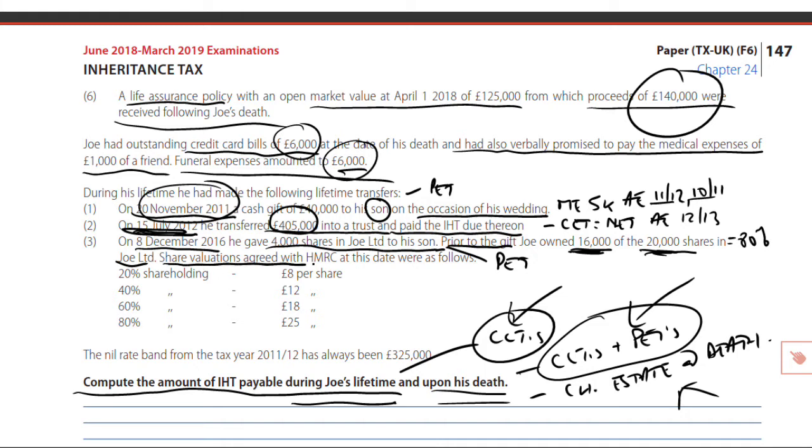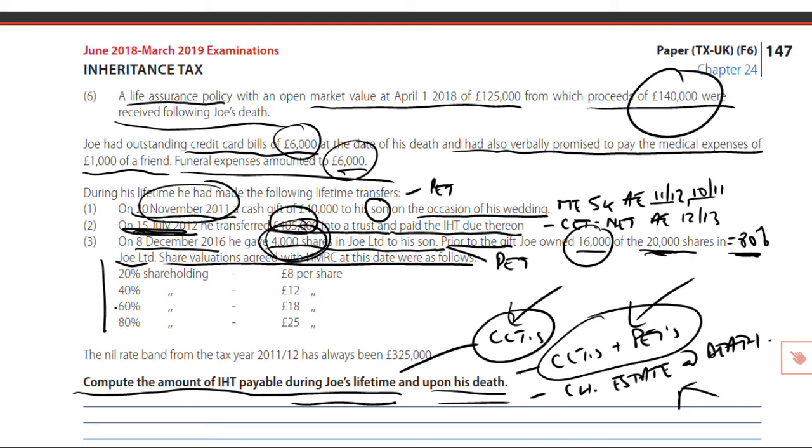Share valuations have been agreed with HMRC at that date as follows. Now then, he gave 4,000 shares away. So before the transfer, he owned 16,000 shares. He gives away 4,000. After the transfer, he'll own 12,000 shares. So you will need to value before the transfer 16,000 shares at an 80% price. We are given the prices here.